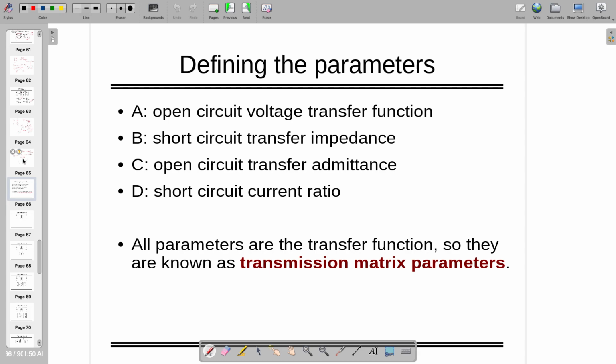Are you feeling comfortable on this Y, Z parameter all?